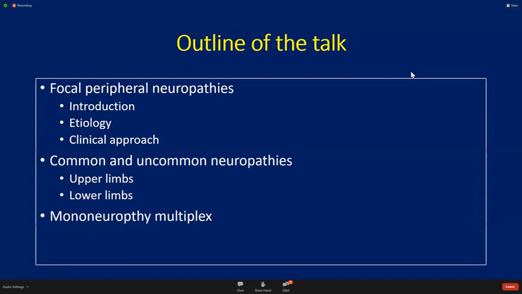So here I will start by introducing a few clinical pointers to focal diagnosis of focal peripheral neuropathies. Then we will see in detail some of the common upper limb and lower limb neuropathies. Just briefly go through some of the uncommon ones as well. And finally, we'll have a few slides on multiple mononeuropathies.